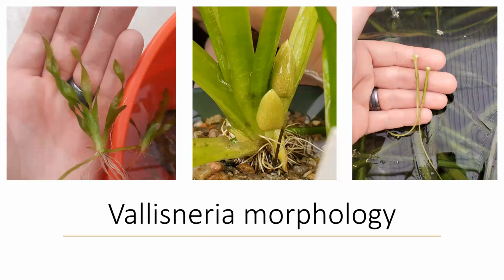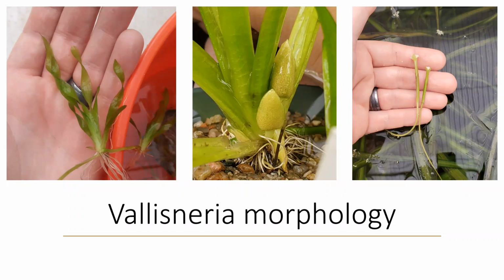So Vallisneria are an aquatic monocot, and the generalized body plan of these plants can be seen on the left. They grow leaves from a rosette or crown at the base of the plant. The roots anchor the plant into the substrate, and then they also produce clonal runners called stoloniferous growth. These plants are dioecious, meaning that a plant is either male or female.